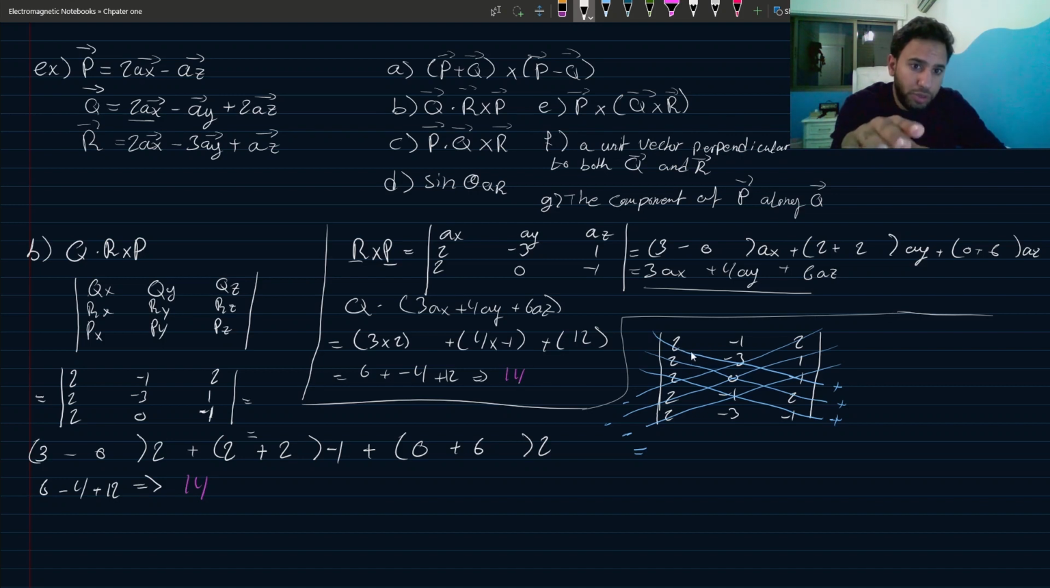So we multiply 2, minus 3 and minus 1. We write 2 times minus 3 times minus 1. And the addition sign is the symbol of the parentheses. Then we move on to the next one. Plus, parentheses, 2 times 0 times 2, plus 2 times 1 times minus 1.